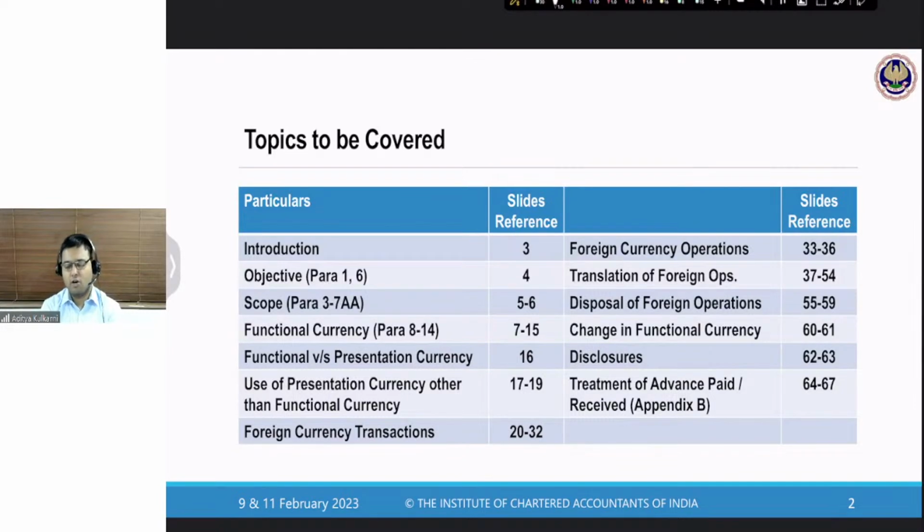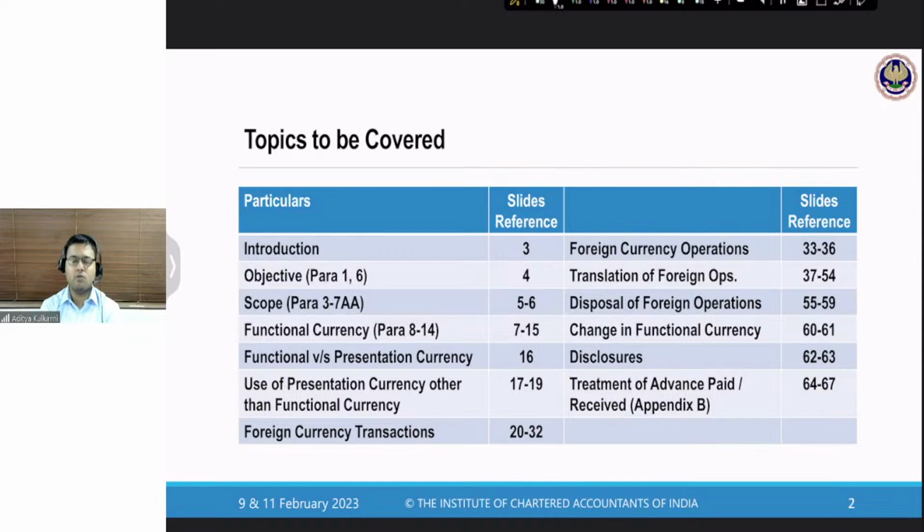Functional currency, we saw what it was. Functional currency is that currency which drives the sales, costs, etc., the currency of the primary economic environment in which the entity operates. This was a new concept, not there in the erstwhile AS 11. Presentation currency is the currency in which you report your numbers, and we also saw what a foreign currency is: a currency other than the functional currency.